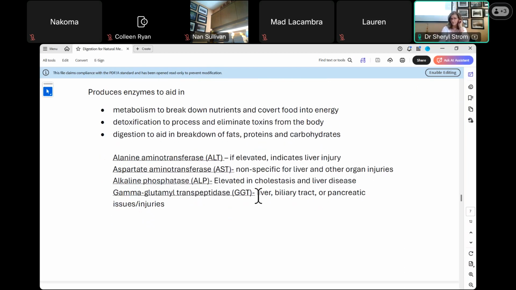So I put in here for your information, when you're looking at liver enzymes, or somebody says that I have a problem with my liver, these are the enzymes that are usually taken for blood work. ALT, if elevated, indicates liver injury. AST is non-specific for liver and other organ injuries. ALP is elevated in cholestasis and liver disease, and then GGT indicates liver, biliary tract, and pancreatic issues.